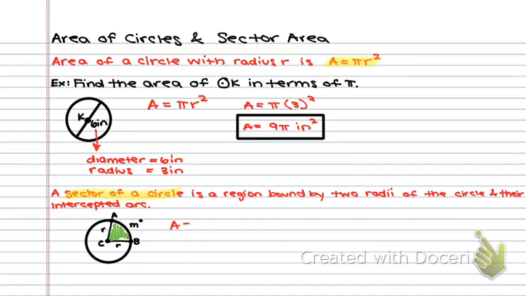So the formula is, just like arc length was a fraction of the circumference, this is again a fraction of the area. So I need the area, which is pi r squared, multiplied by the measure of that arc divided by the total degrees in a circle, which is 360. And that's all it is to find the area of the sector of a circle.